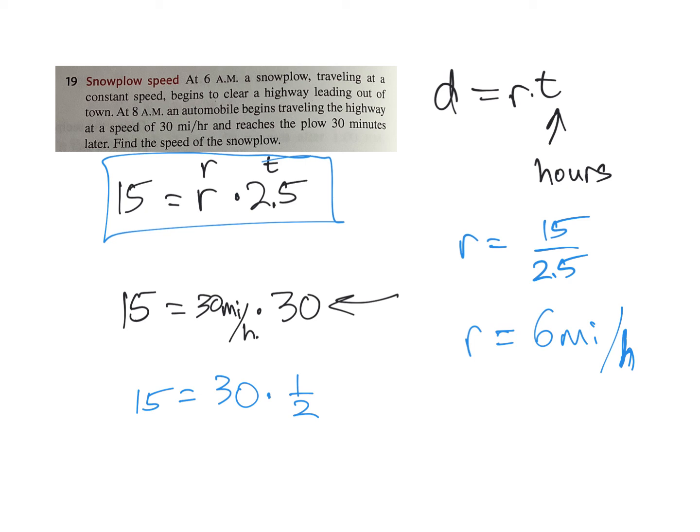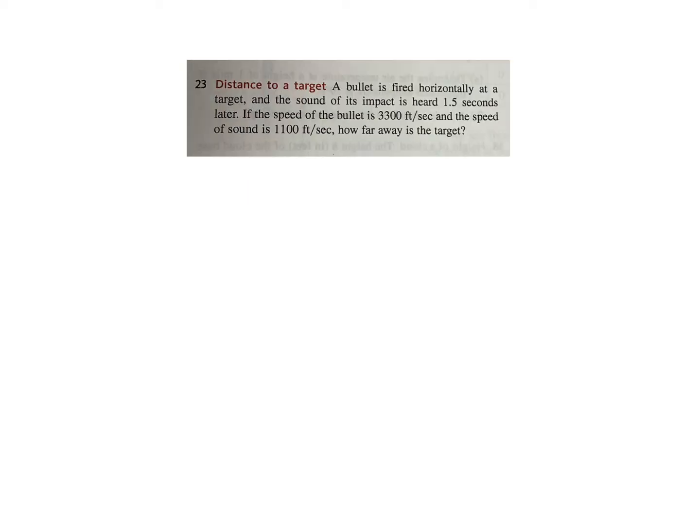All right, next. A bullet is fired horizontally at a target, and the sound of its impact is heard 1.5 seconds later. If the speed of the bullet is 3,300 feet per second and the speed of sound is 1,100 feet per second, how far away is the target? Okay, relax here. So it's another distance problem. Distance equals rate times time. All right, so time. We know a certain time here.